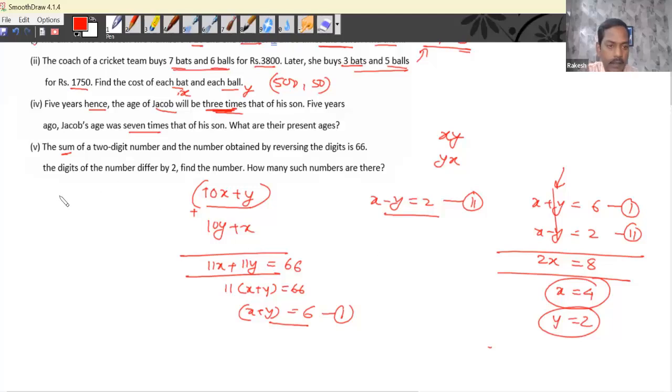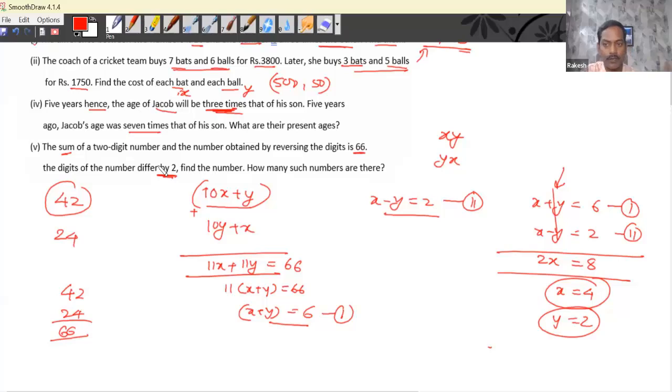The number is 42, or it could be 24 also. That's the beauty of this question. Why am I taking 24? Because if I take 42 as the original number, the reverse of this will become 24. The sum is 66. The first condition is satisfied. The second condition is also satisfied. The difference of the two digits is 2. So one is 4, the other is 2. So the difference is 2.